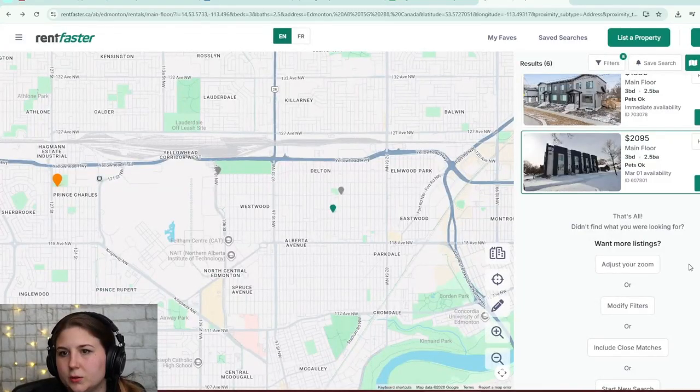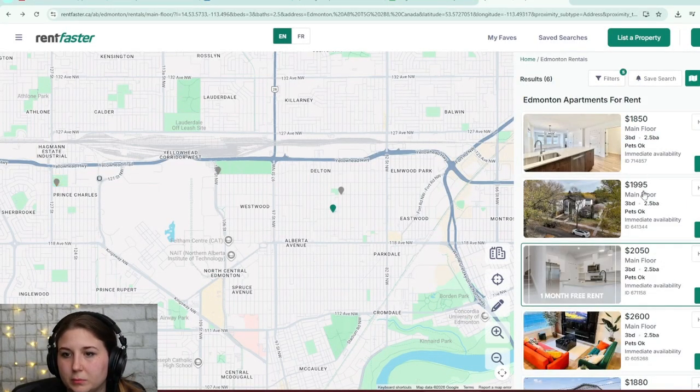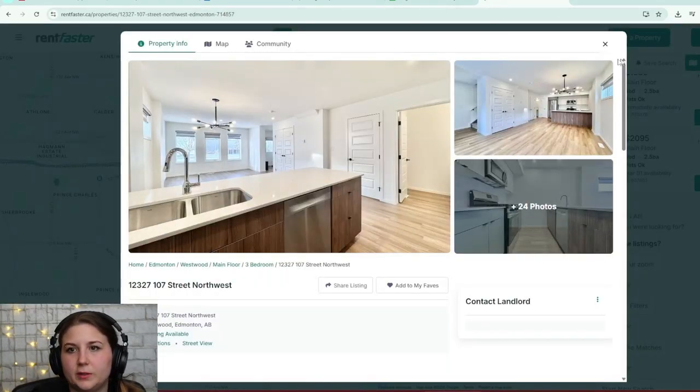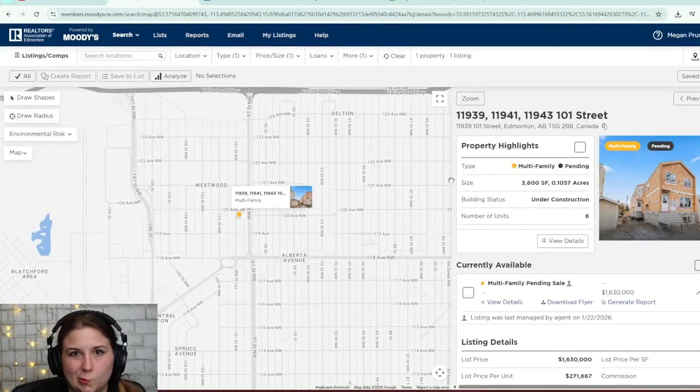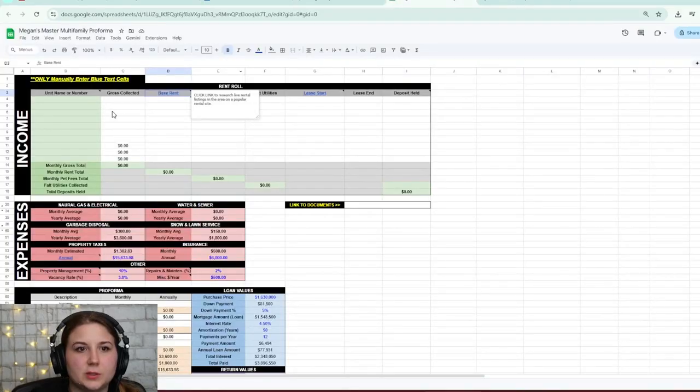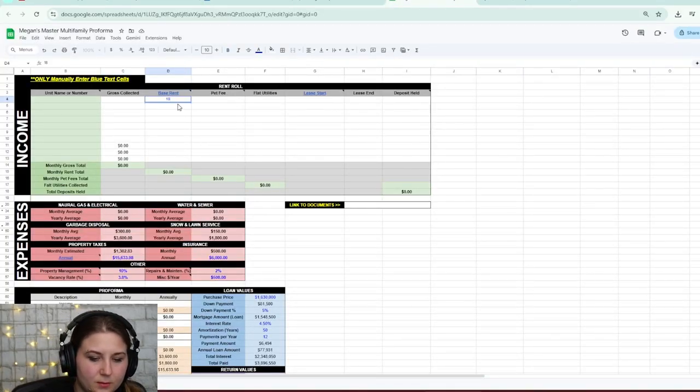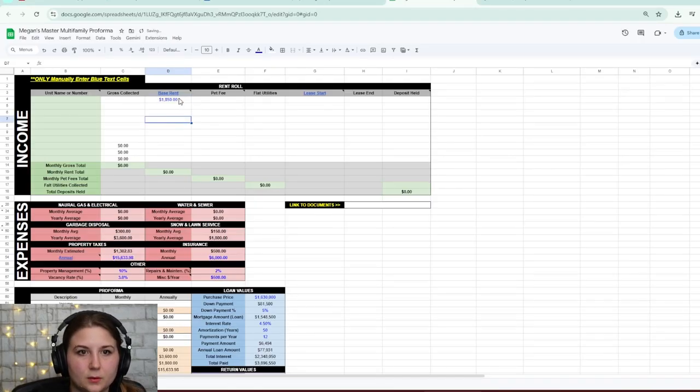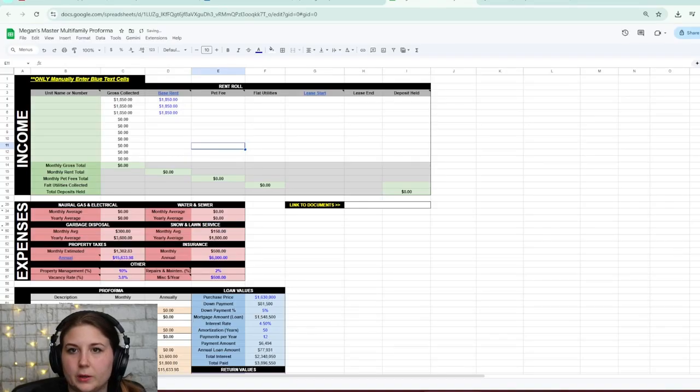Since we like to run conservative numbers, we see people trying to get right around 2,000 plus utilities. No, I'd rather just be safe and go on the lower end of 1,850. Just like houses, you can list it for whatever price you want, but that doesn't mean it's going to sell at that amount. So I'm going to say 3 of them at 1,850, because all the main floors will be the same. Let me just fill that in here.